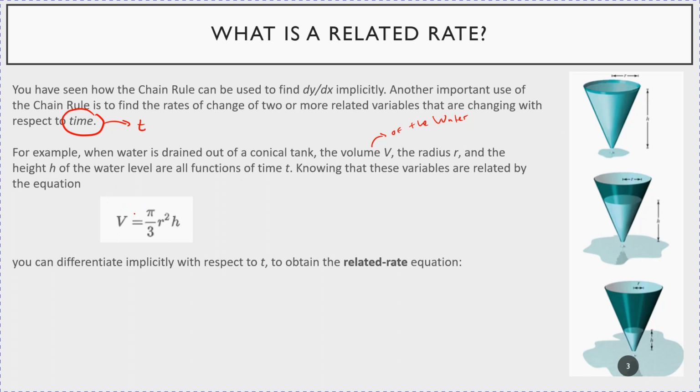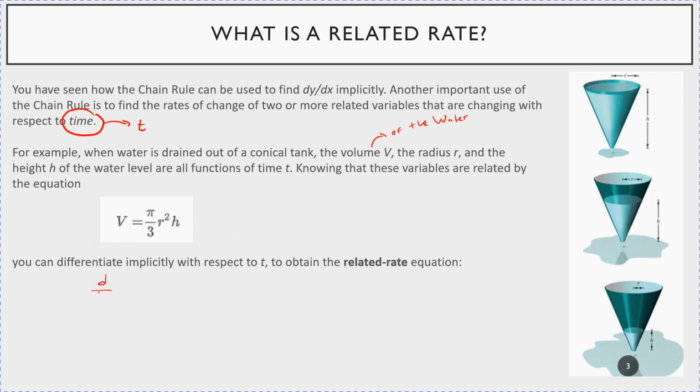We know that these variables are all related by this equation. The volume of a cone is V equals pi over 3 times the radius squared times height. The volume is going to change over time because the radius is changing with time and the height is changing with time. So you can differentiate implicitly with respect to t. Watch what happens when I do this to find what we call a related rates equation.